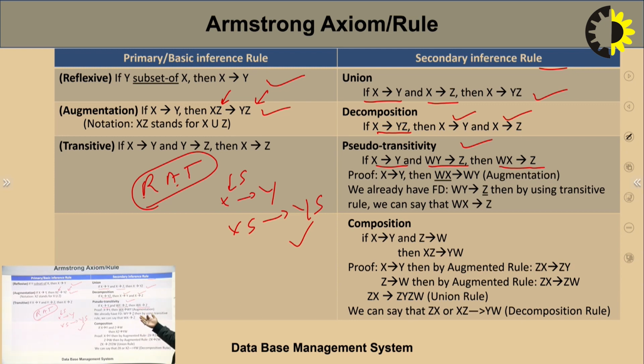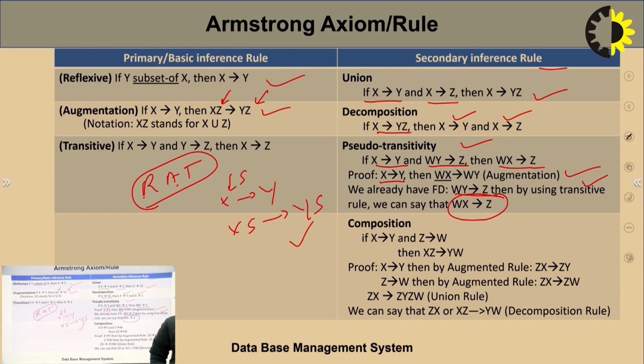Here is the proof. We have x tends to y, and we multiply both sides by w, so we get wx tends to wy. This is the augmentation rule. We can multiply on both sides; there is no difference in the value of wx and wy. We already have the functional dependency wy tends to z, so by using the transitive rule we can say wx tends to z. This is the pseudo transitive inference rule.